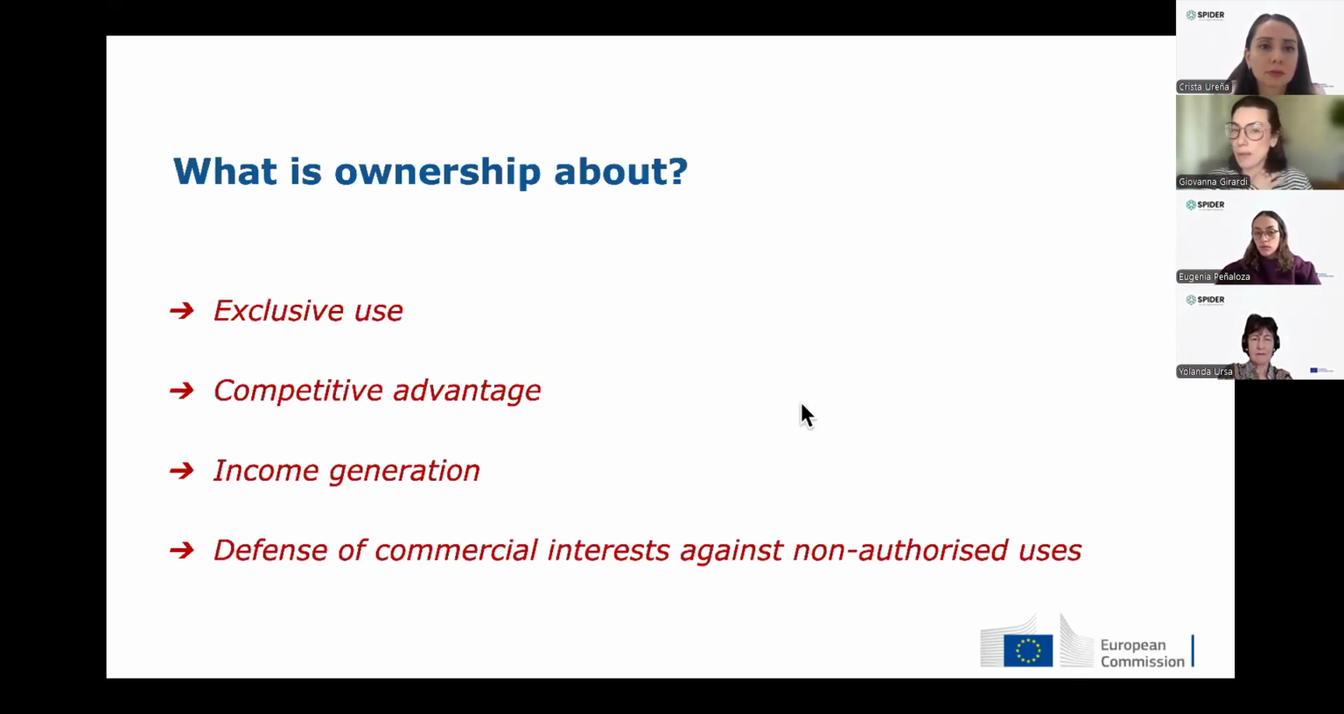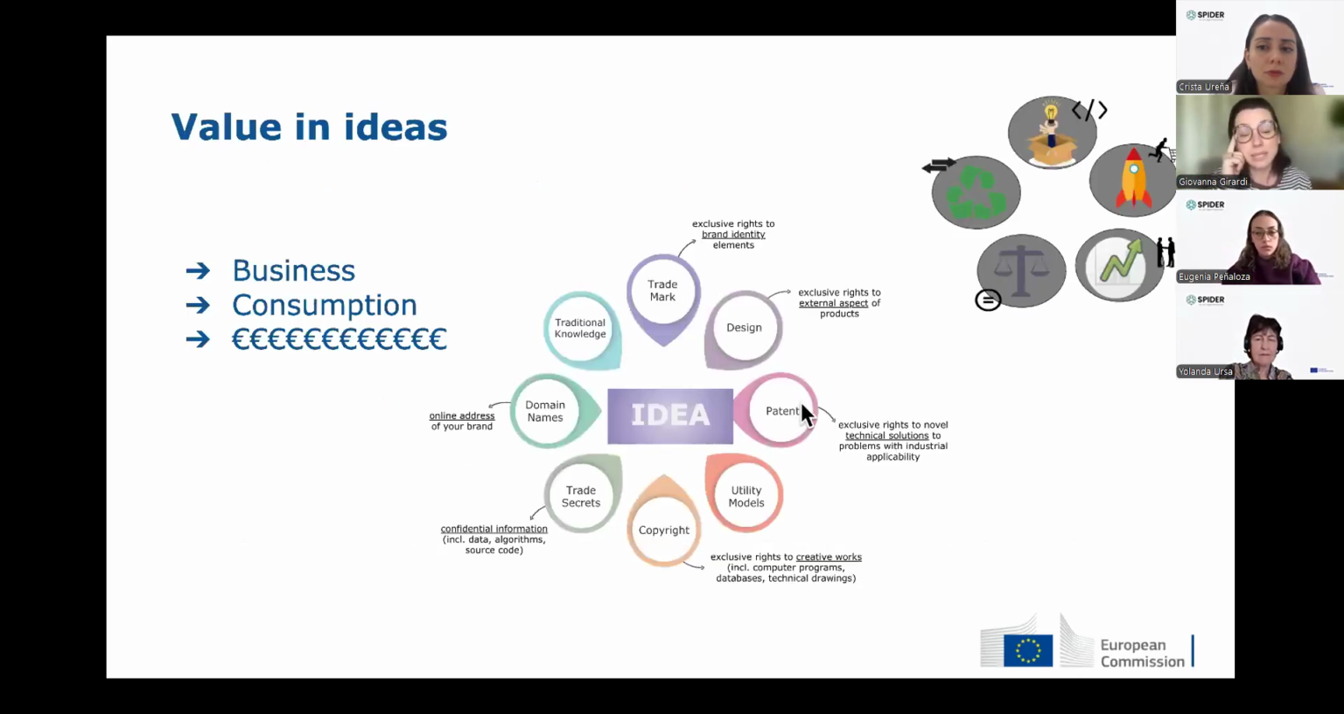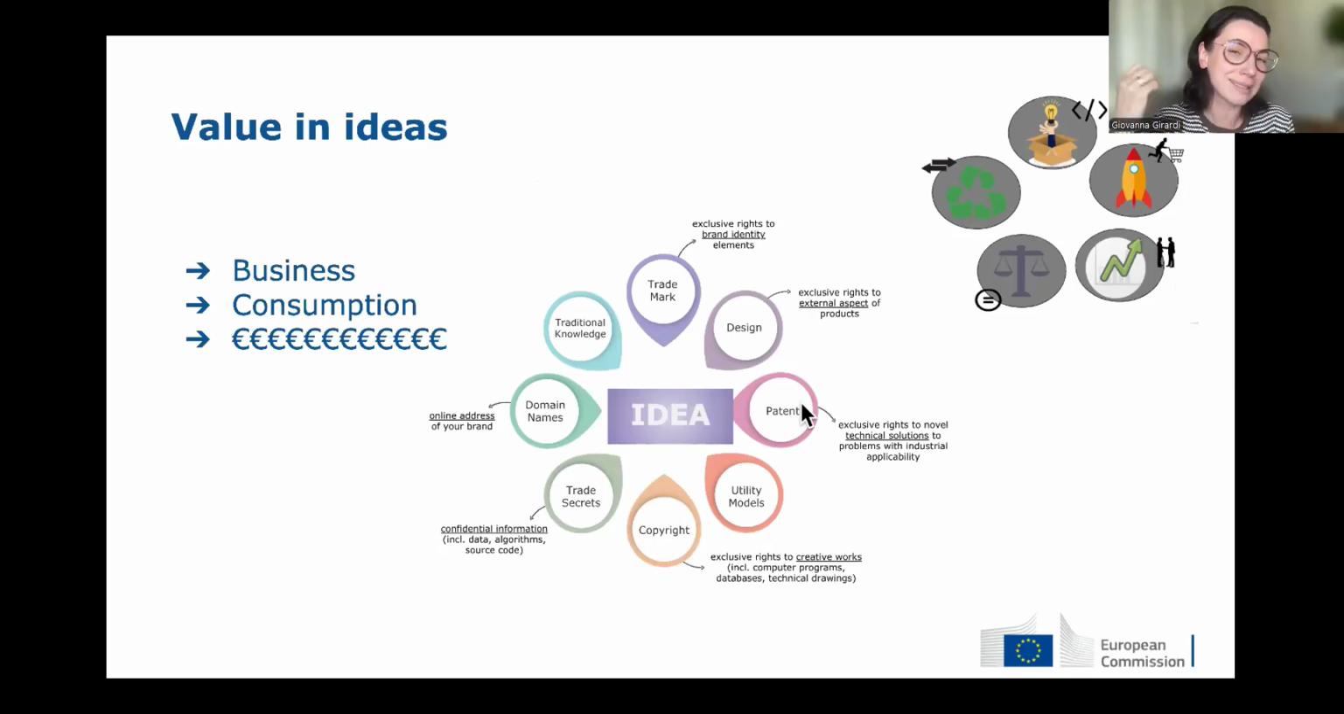What is ownership about then? It is about exclusive use, about competitive advantage, about income generation, about defense of commercial interest against non-authorized use. So to me, it is a triad. Exclusive use, income generation, and commercial defense of your business interests. Value in ideas is the business itself, is the consumption, is the money coming in. The value is the money coming in for the business.